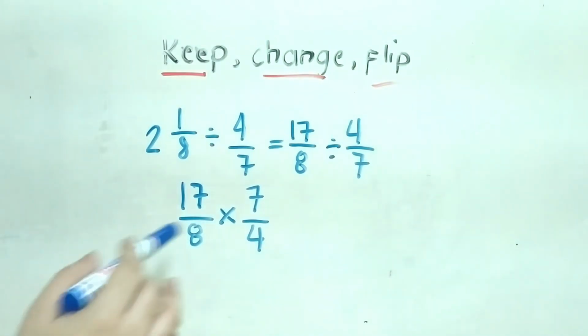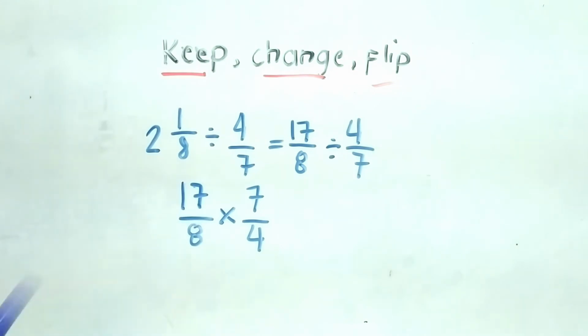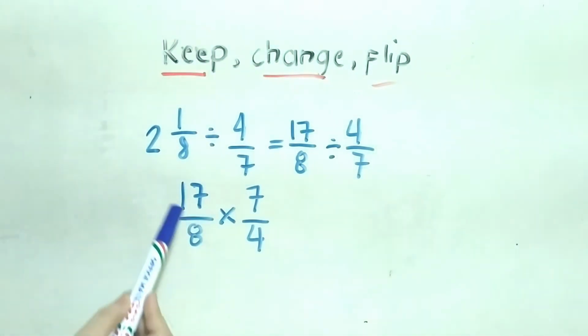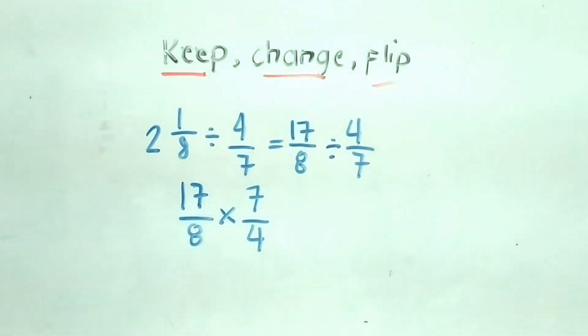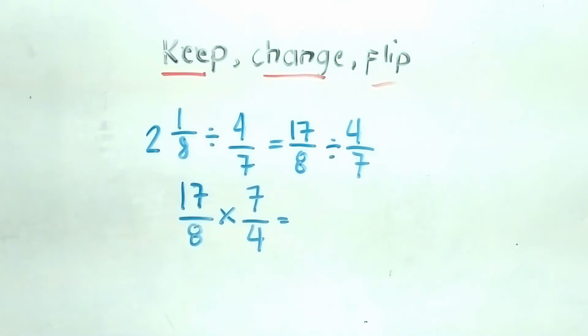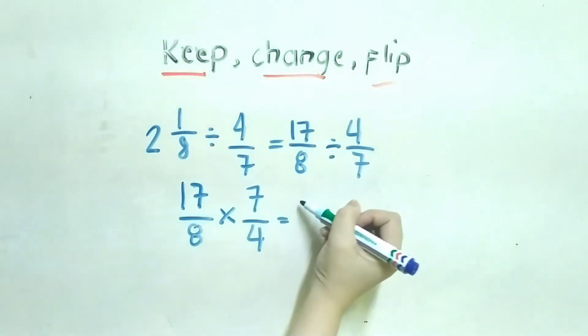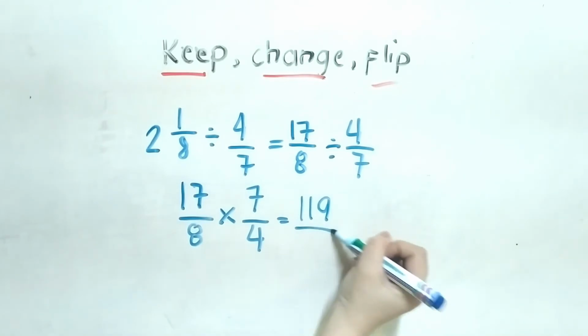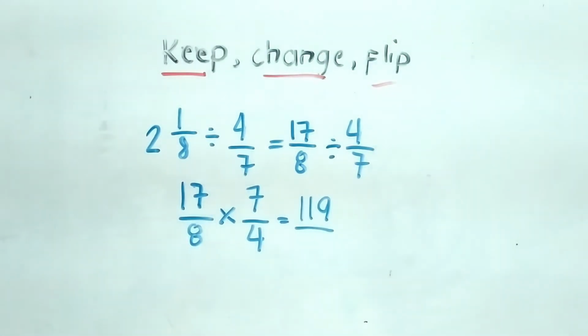So, now, pansinin natin, medyo mataas yung number, pero tignan muna natin kung meron silang common factor. So, ang 17 at 4, meron ba silang factor or common factor? Wala. Ang 8 at 7, obviously, wala. So, gagawin lang natin siya direct ang multiplication. So, 17 multiplied by 7 is equal to 119. And then, 8 times 4 is equal to 32.